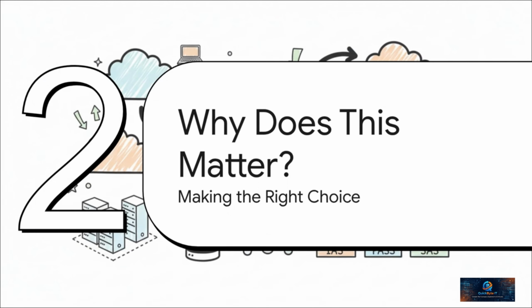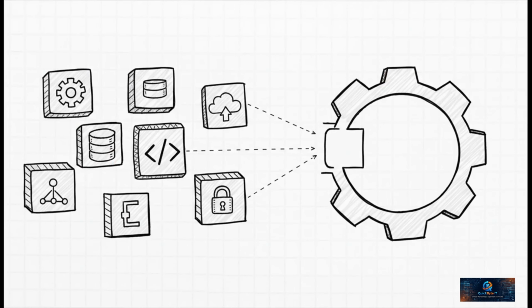Okay, so we've talked about service models and deployment models. We have the what and we have the where. But why does knowing the difference actually matter? Why is this so important? Well, here's the bottom line. There is no single best cloud. It just doesn't exist. The right answer is never just, let's use the cloud.